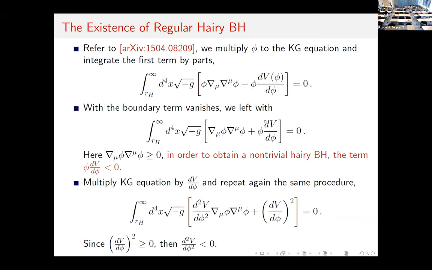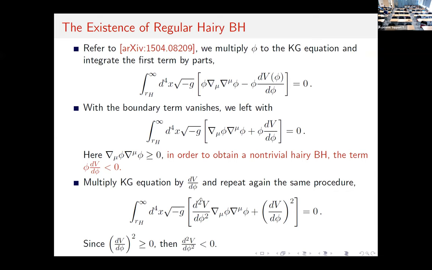So in this case, if you want the term in the bracket to be non-trivial, then the product of phi with dV/dphi has to be less than zero. In the numerics, we show that phi is greater than zero, so dV/dphi has to be less than zero. It means that the potential has to somehow decrease from a local maximum to a local minimum, something like this. Again, we can multiply the Klein-Gordon equation by dV/dphi and repeat the same procedure.